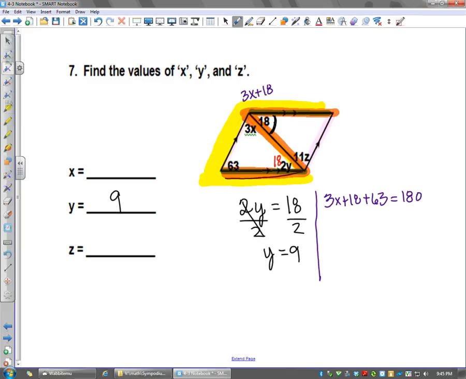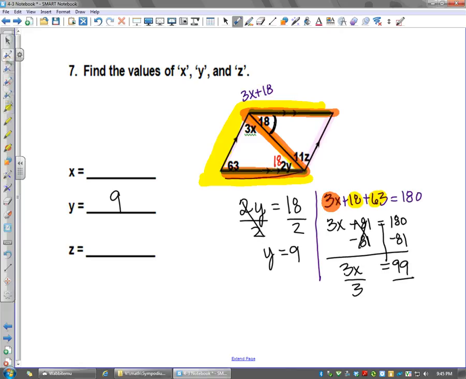All right? Apples to apples, there's nothing to pair with 3x. Pairs to pairs, okay, 63 plus 18 is going to be 81. So I'm going to get 3x plus 81 equals 180. Now it's just a two-step equation. Subtract 81 from both sides. I get 3x equals 99. Divide by 3, and x is equal to 33.